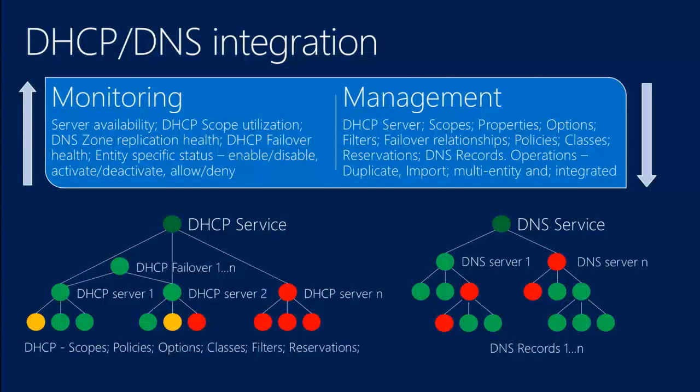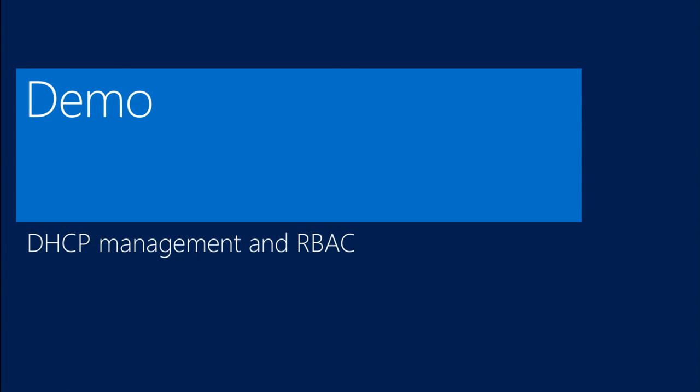Next, I'm going to show you a pretty elaborate demo that will go over how you perform some of these DHCP management tasks, and then we'll move on to role-based access control, and I'll show you how administrative or granular control is done, and then we'll look at how DHCP policies are configured through IPAM. So I'm going to be switching consoles again.